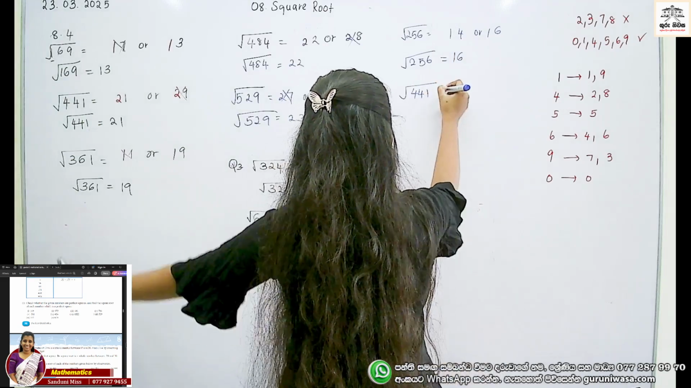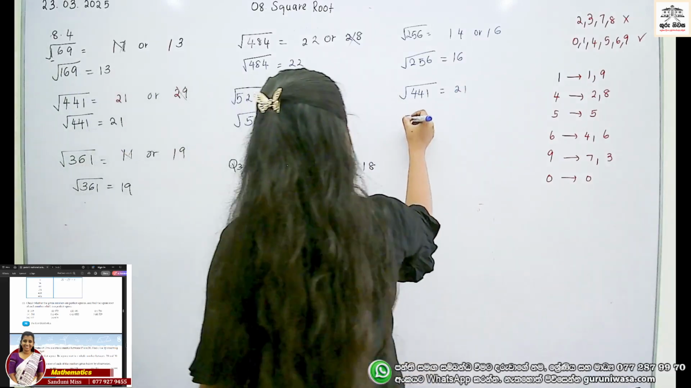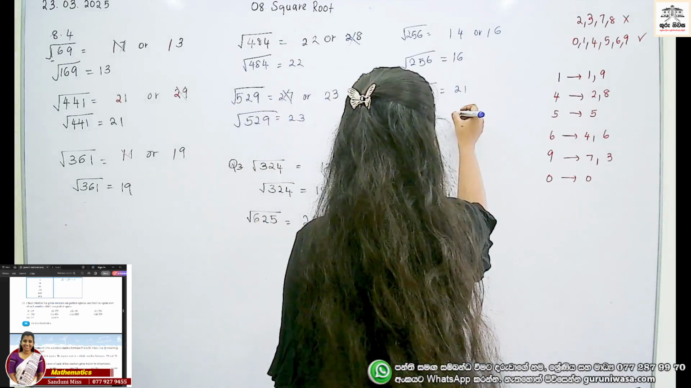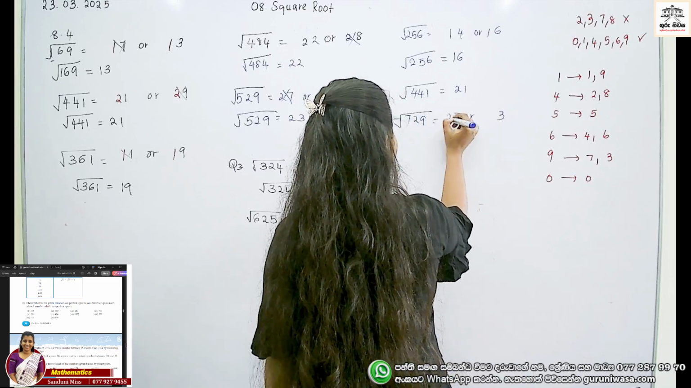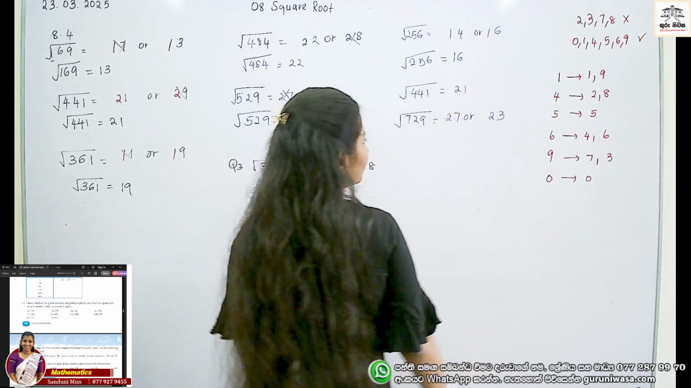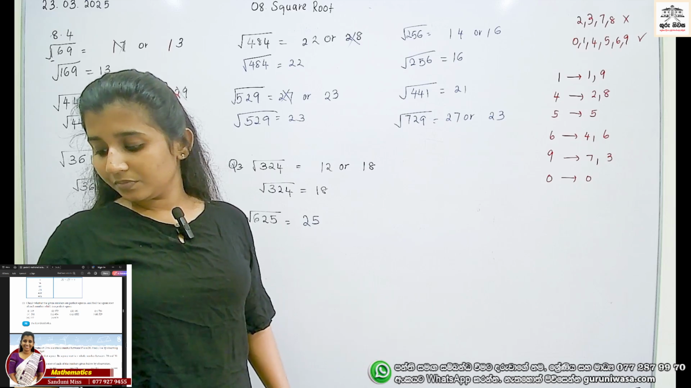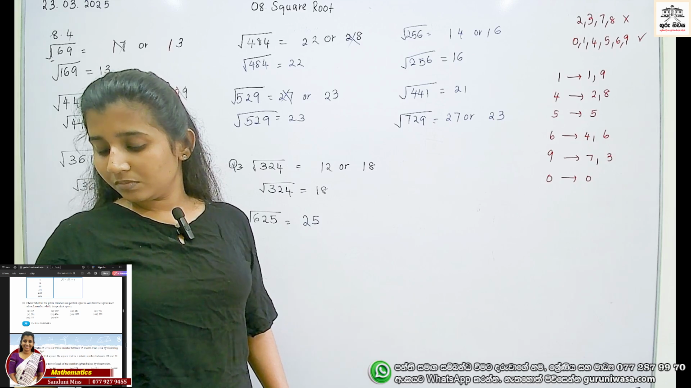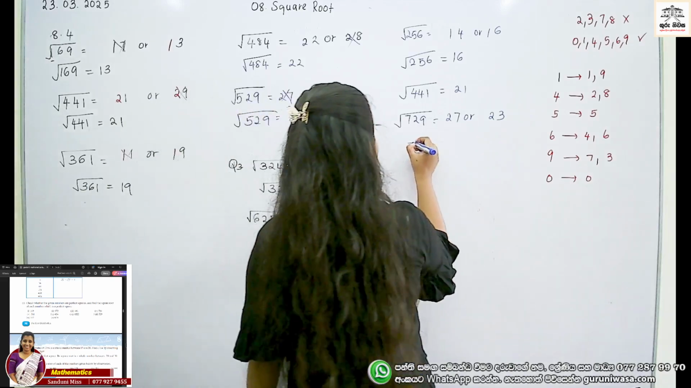Then we will have 441. 441 we have already found. It is 21. 729. 9, we will be having 7 or 3. 7, you will be having 27 or 23. It will be 27.